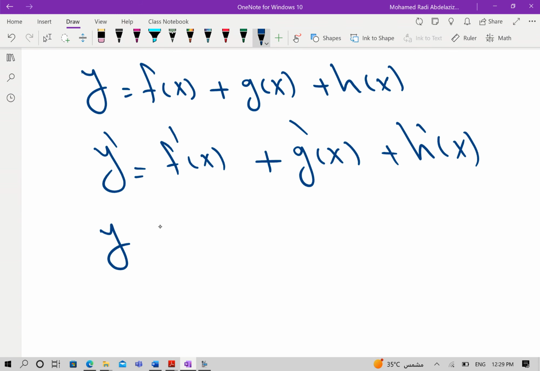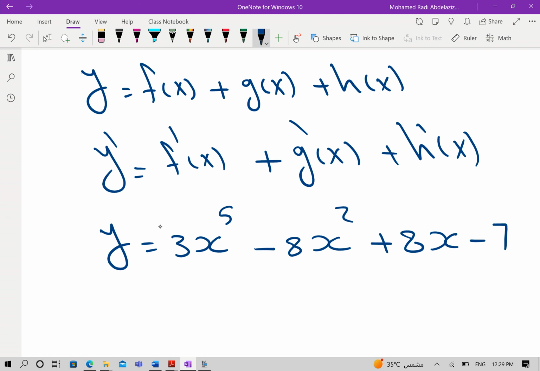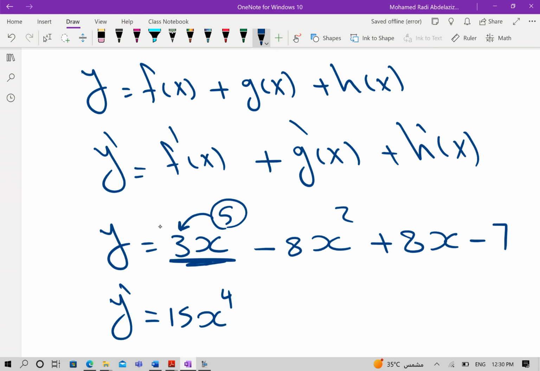Say we have a function y equal to 3x to the power of 5 minus 8x to the power of 2 plus 8x minus 7. We have functions 3x to the power of 5, 8x to the power of 2, 8x, and minus 7. How do we find the derivative, y dash? Differentiation first is 15x to the power of what? How? We drop 5 and multiply by 3, that is 15. Take 1 from 5 to be 4. The next, drop 2, times 8 is 16x to the power of 1.